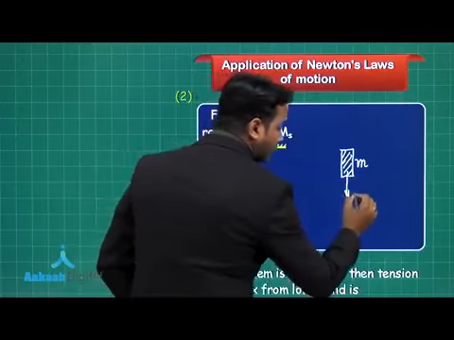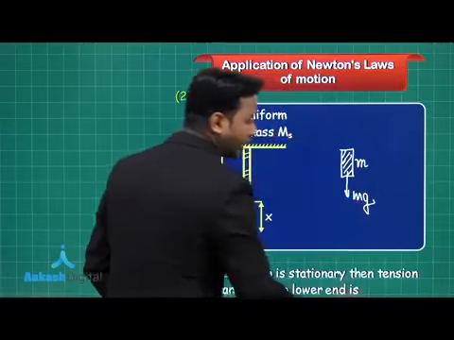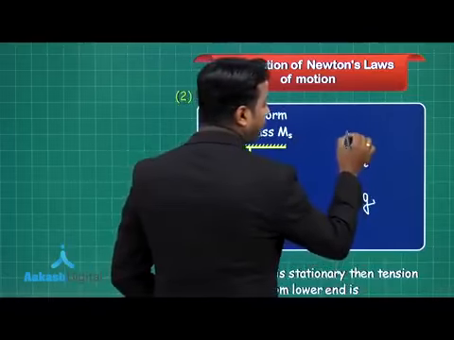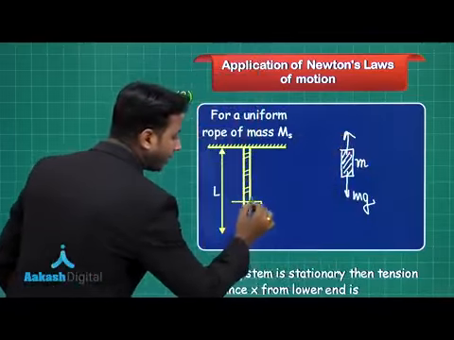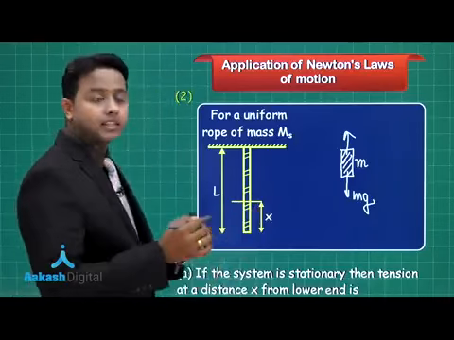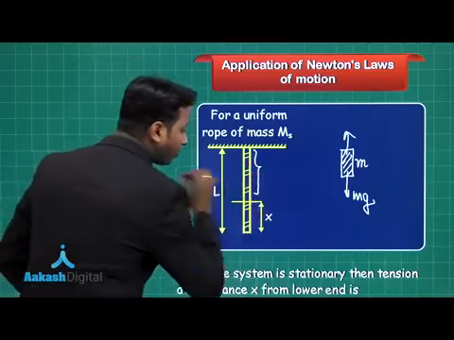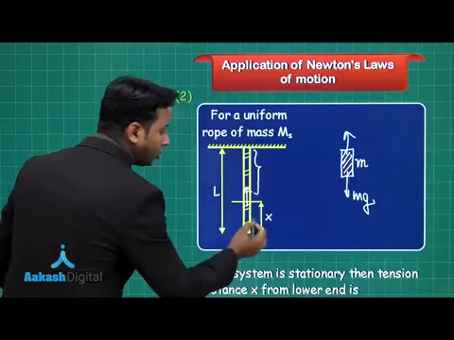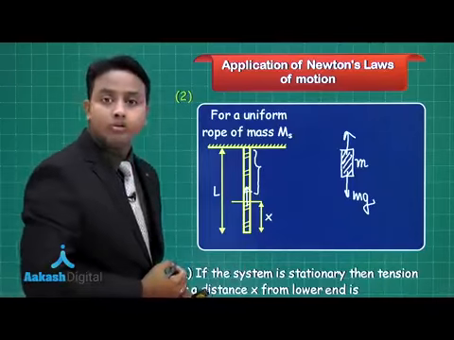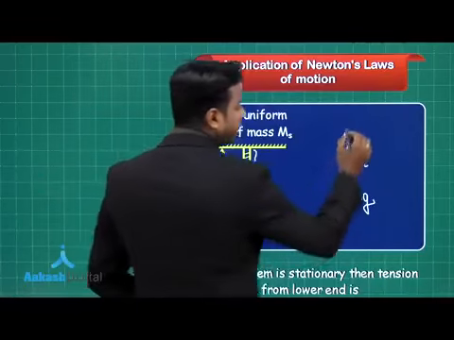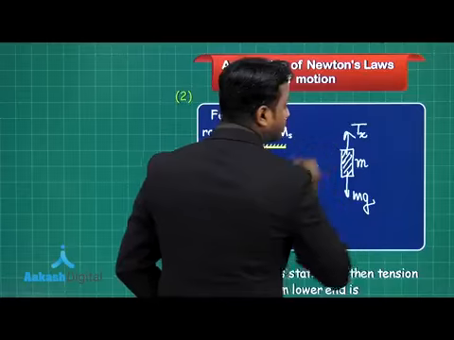So first I can draw the weight of this object in the downward direction, and there would be a tension force that is appearing in this section, being exerted by the upper part of the wire in the upward direction to keep this system in equilibrium. So what is going to happen? So this is the tension at x position.